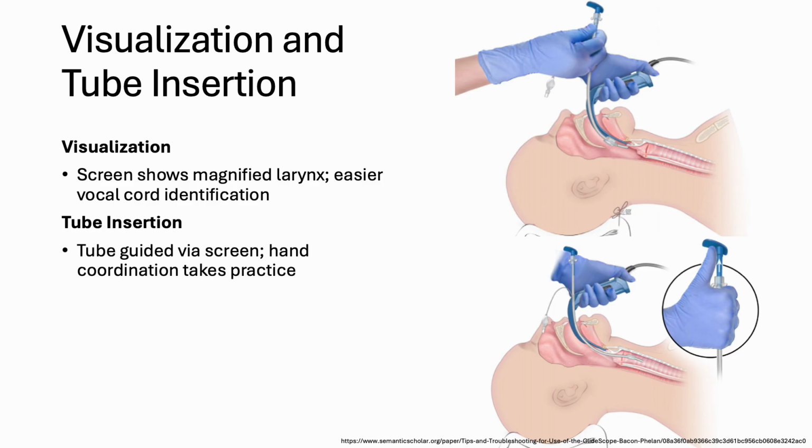difficult. With the vocal cords visible on the screen, the operator guides the endotracheal tube, often preloaded with a stylet or bougie for hyperangulated blades, into the trachea. Because the view is indirect, the operator must coordinate hand movements with the screen image, which can take some practice.